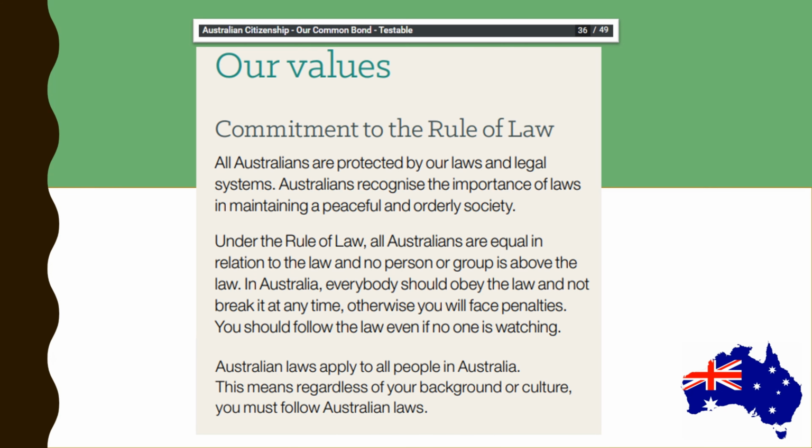So let's go to the next portion. Commitment to the rule of law. So all Australians are protected by our laws and legal systems. Australians recognize the importance of law in maintaining a peaceful and orderly society. Under the rule of law, all Australians are equal in relation to the law and no person or group is above the law. In Australia, everybody should obey the law and not break it at any time.